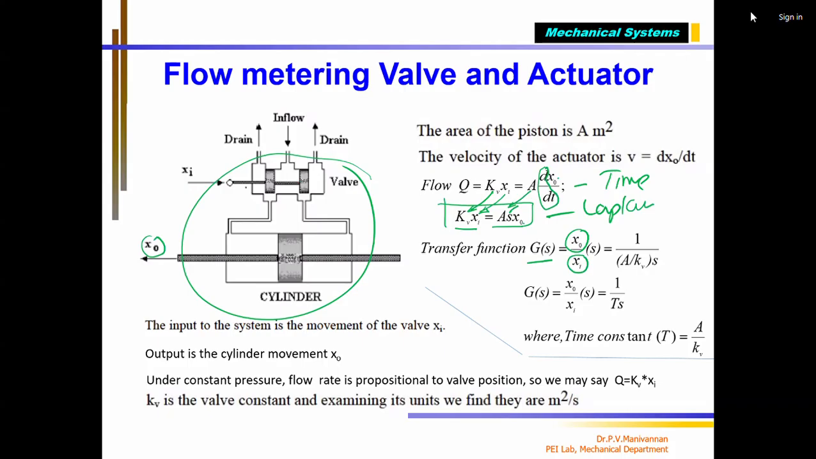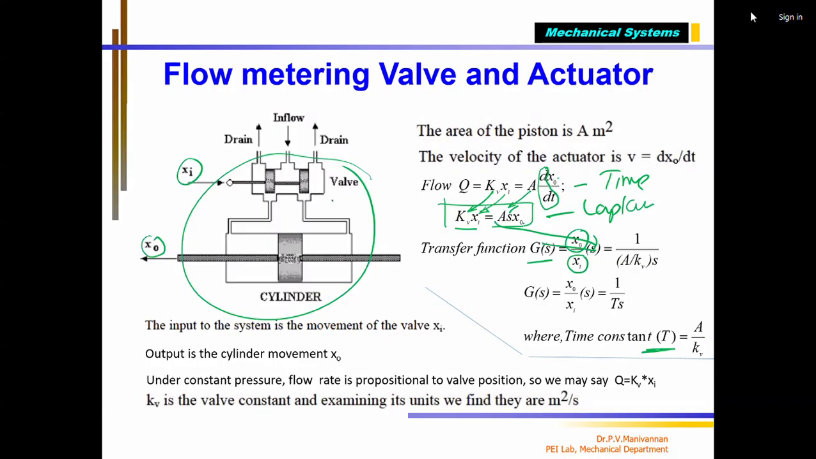Correct? Spool valve of this one. So if there is nothing but 1 divided by A into kV multiplied by s, from this only we are getting this. Correct? So I can write again the same thing. Transfer function of the entire system is X naught by X equal to 1 by Ts, where T is called the time constant of the entire system. Correct? It is called the time constant of the system, which is nothing but A by kV, where kV is called the valve constant.